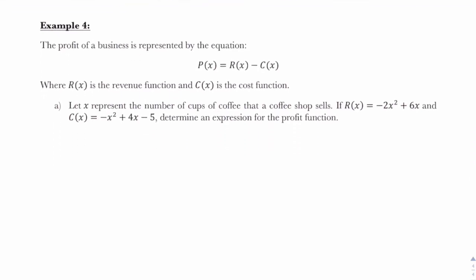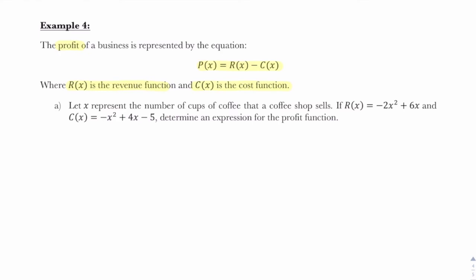So in example 4, we're being given an example related to business here. We're told that the profit of a business is represented by this equation, P of x, which is equal to R of x minus C of x. We're told that R of x is the revenue function and C of x is the cost function.